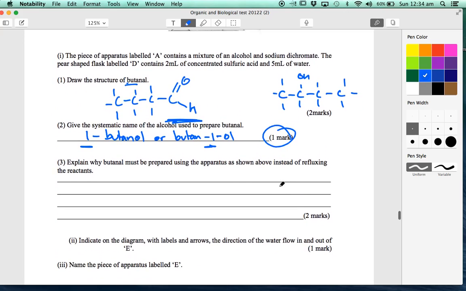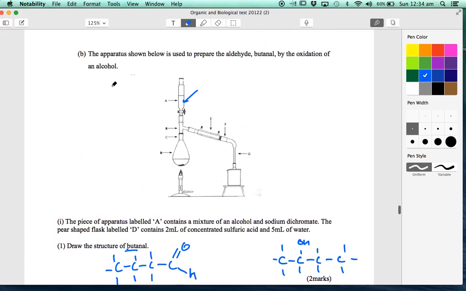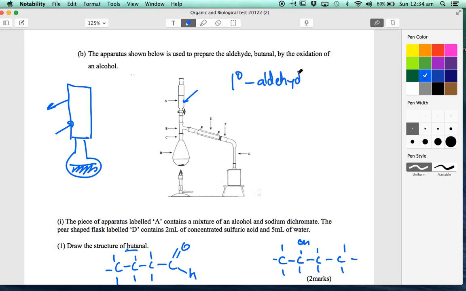It says explain why butanal must be prepared using the apparatus as shown instead of refluxing the reactants. Now refluxing is where we have our flask and then our Liebig condenser up here, water in this way, water out that way, and we just boil this until the very end. However, the reason I've got to take it out halfway through is because we have a primary alcohol which goes to an aldehyde, which then goes to a carboxylic acid.